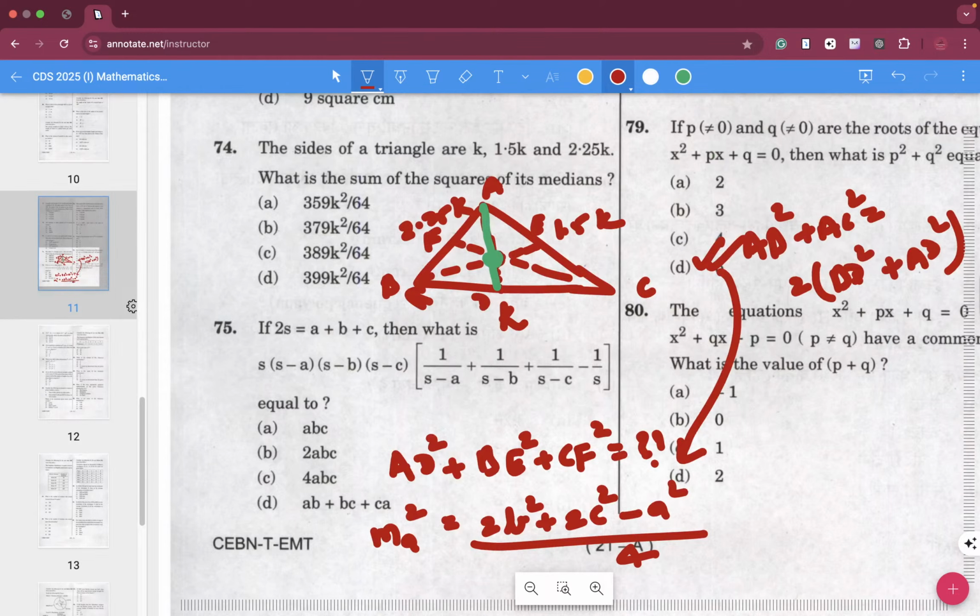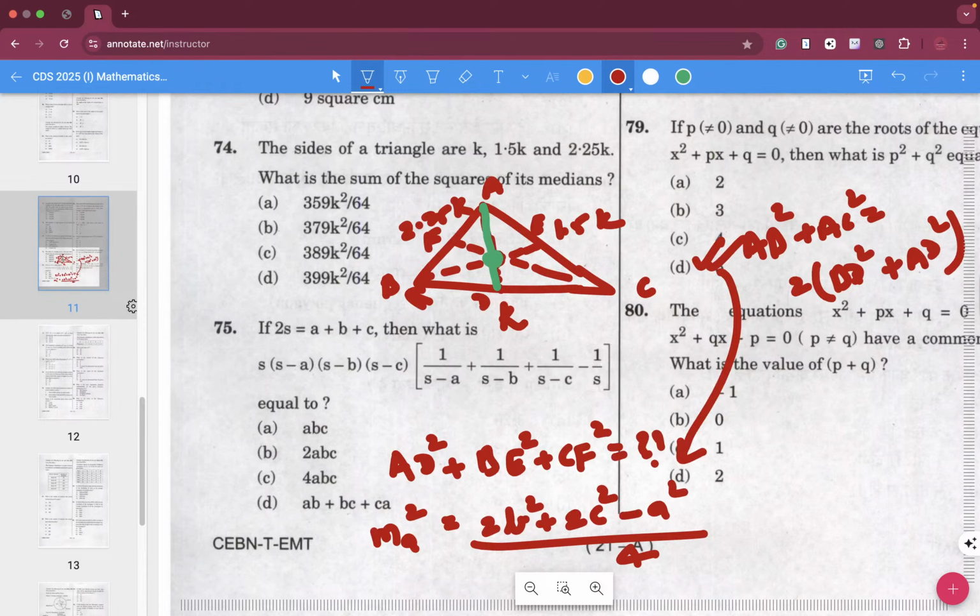Do you want the proof as well? Write down in the chat if you want the proof. If you don't write it in the chat, how will I know whether you want it or not? If you prove it, AB square plus AC square is equal to 2 times BD square plus AD square. So how it works out, let me tell you, just for this particular stuff.